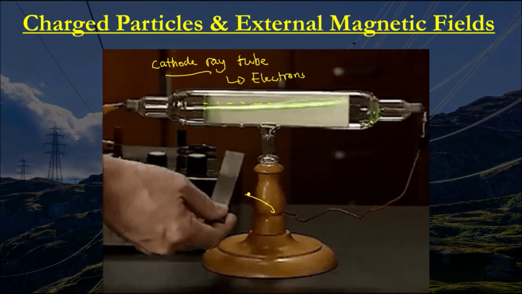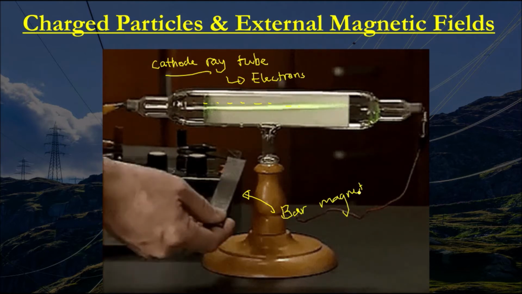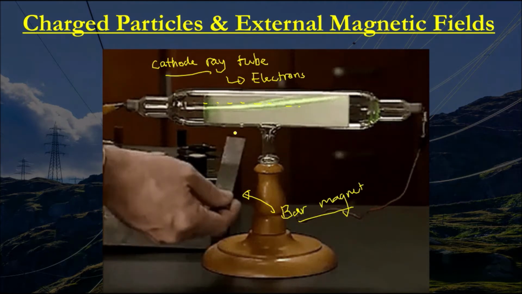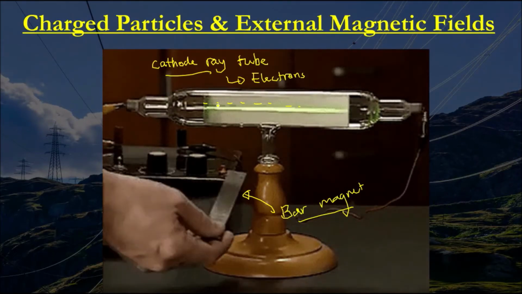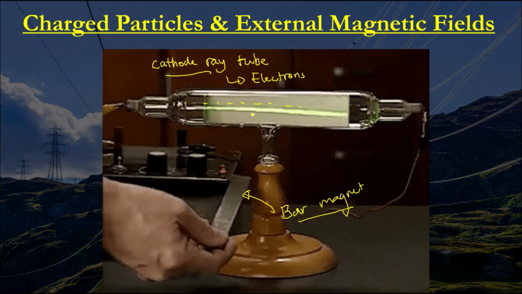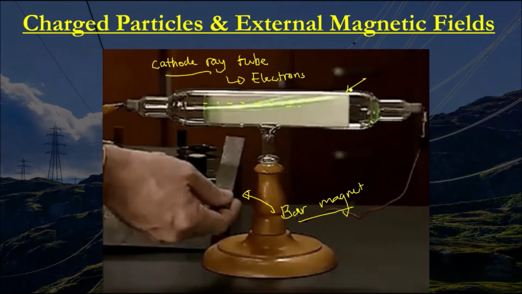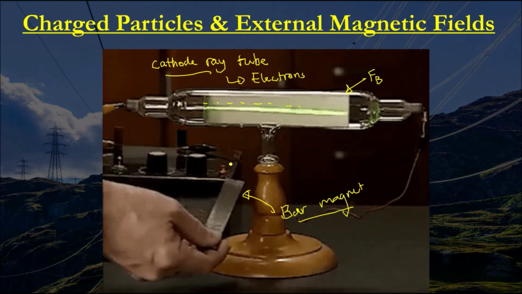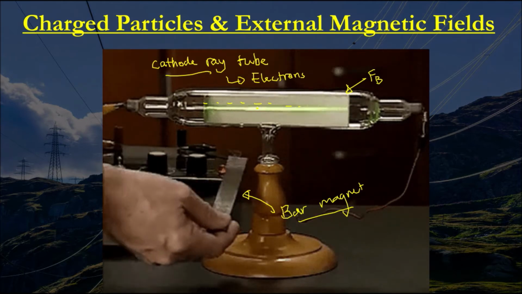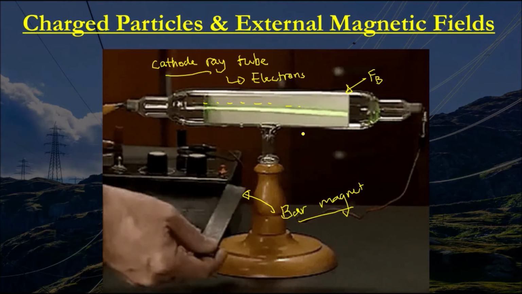What you see here is I have a bar magnet. This bar magnet is projecting its magnetic field onto this particular cathode ray. Now you can see there is a change in motion, meaning we're experiencing a force, this being the magnetic force applied by this magnet's magnetic field interacting with the magnetic field of our charged particle. So that gives us this kind of motion that we see here.